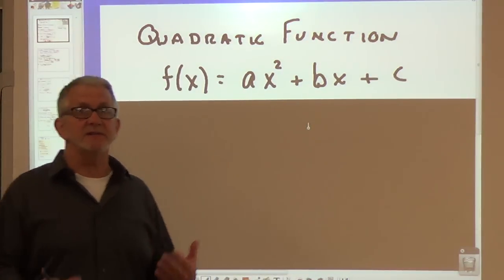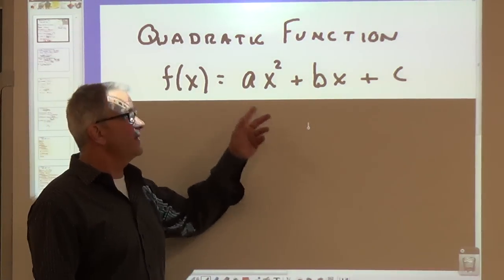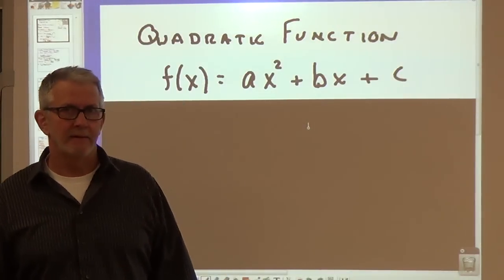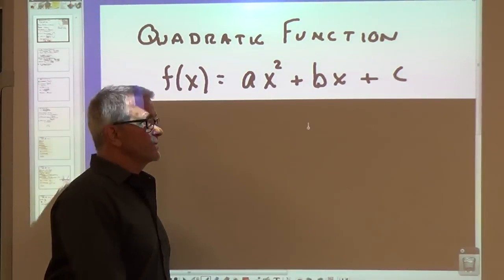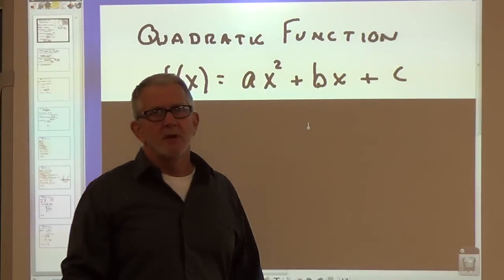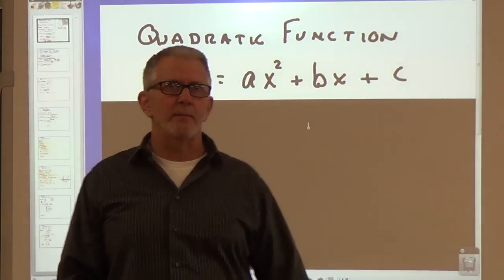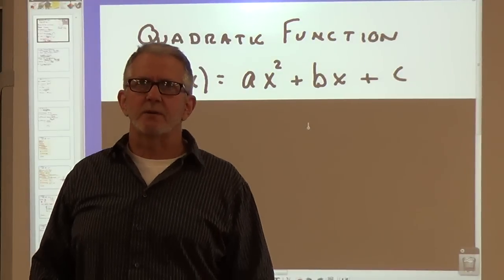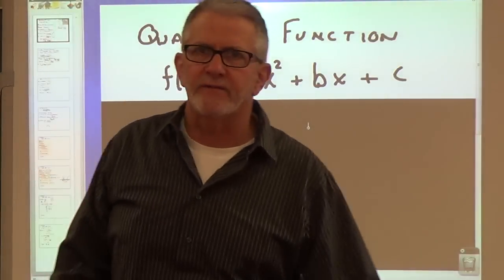A quadratic function is a function given in this form: f of x is equal to ax squared plus bx plus c. What's special about this form? What's special about this form is a, b, and c are real numbers. Those are arbitrary constants, real numbers such that a does not equal 0. If a would equal 0, then we'd be talking about a linear function.